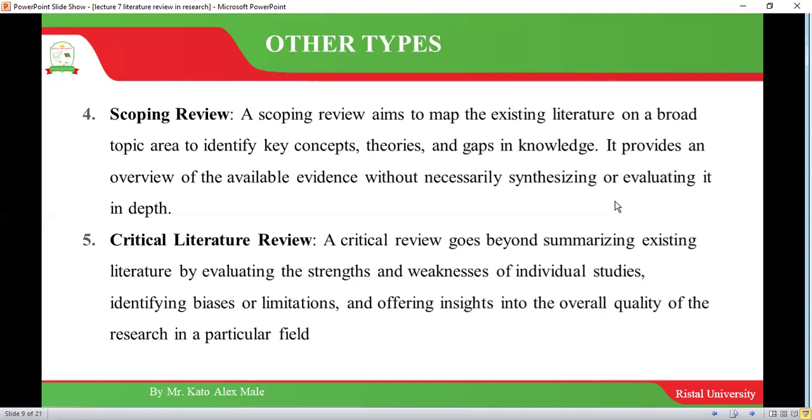And then a critical literature review goes beyond summarizing existing literature by evaluating the strengths and weaknesses of individual studies. I guess this one covers biases and limitations, and offers insights into the overall quality of the research in a particular field. In other words, here, he will do a literature review, but he will not only review or talk about what others said, but he will continue to say that such and such a study was biased in such and such a category.